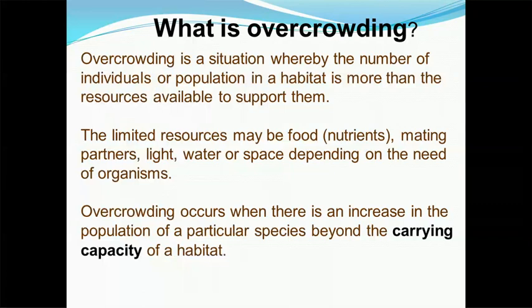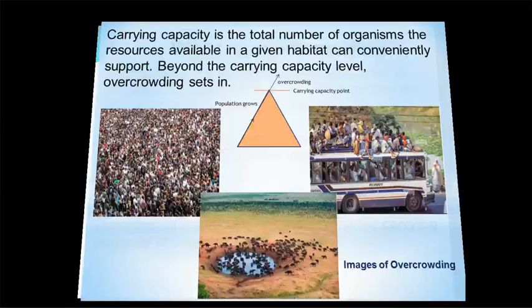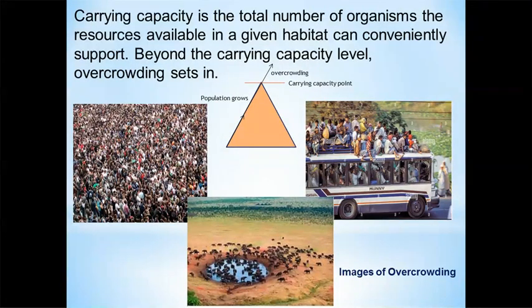Overcrowding can also occur when there is an increase in the population of a particular species beyond the carrying capacity of that habitat. The meaning of carrying capacity is the total number of organisms the resources available in a given habitat can conveniently support. Beyond the carrying capacity level, overcrowding sets in.